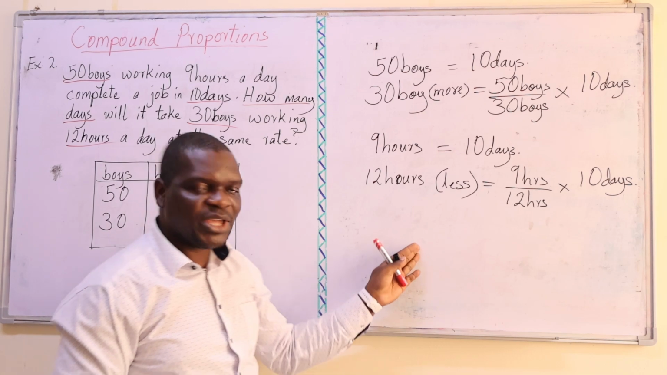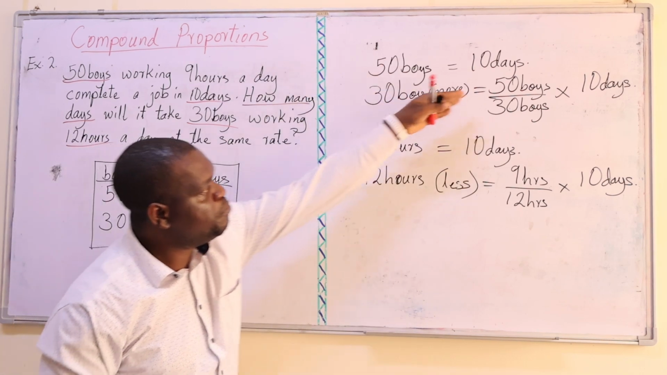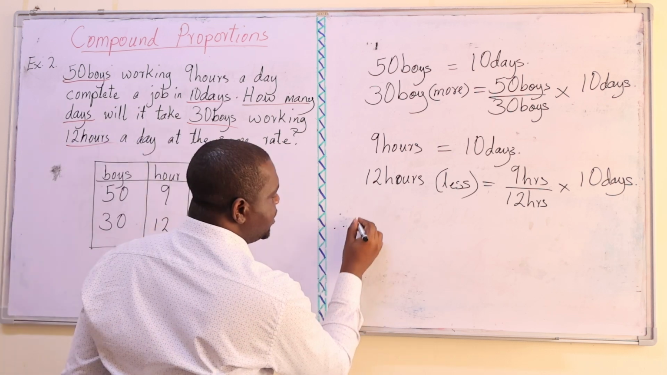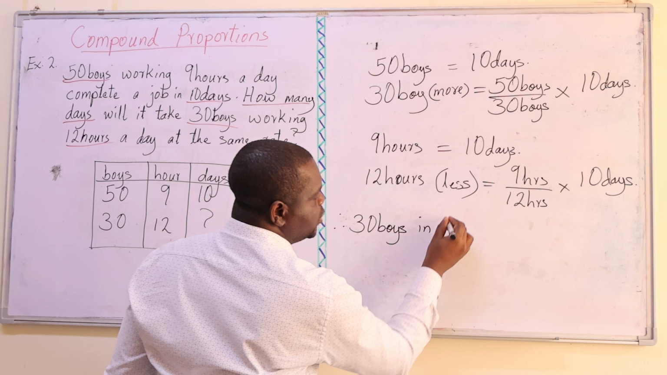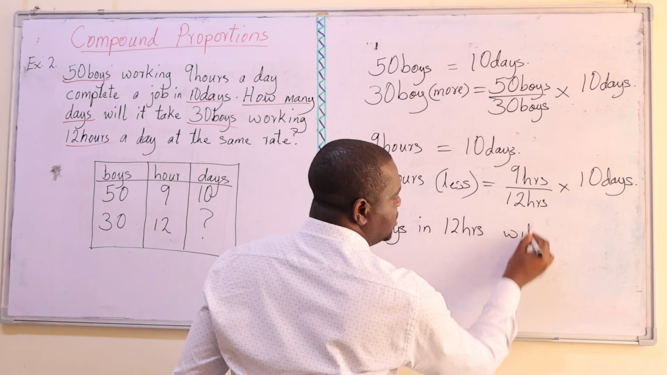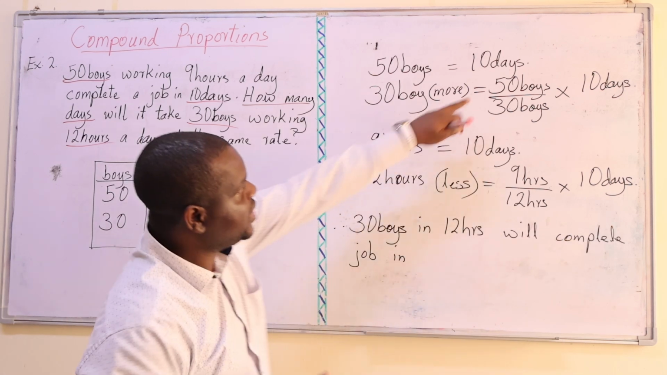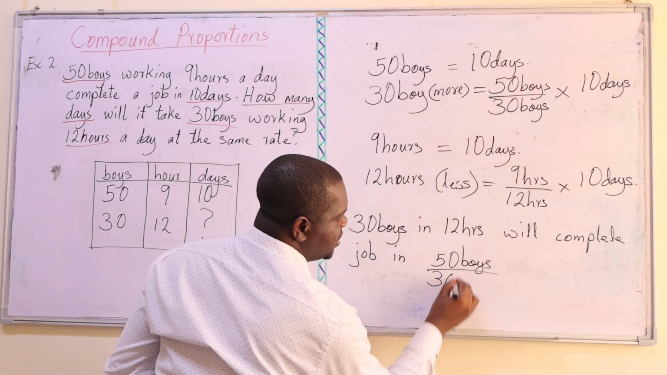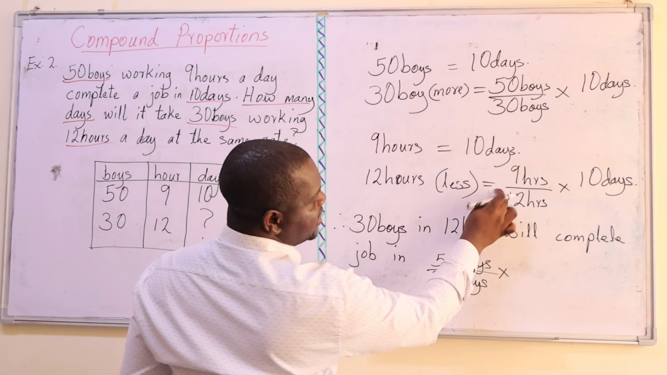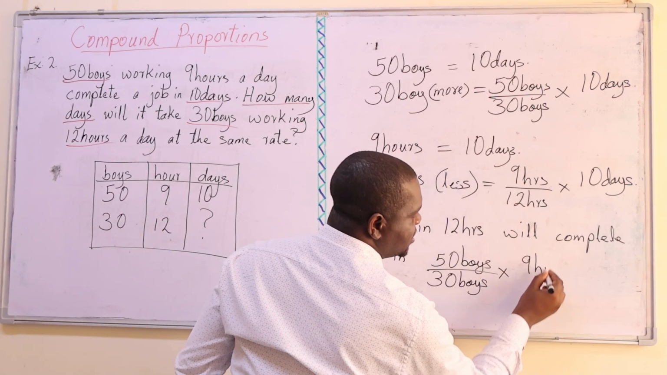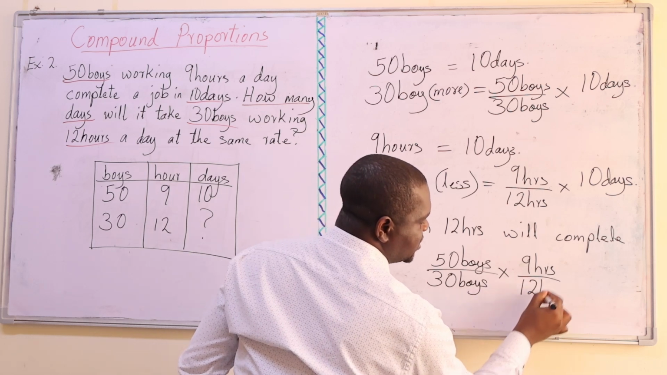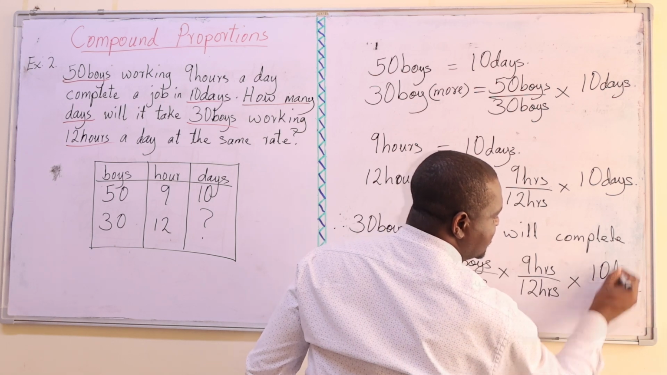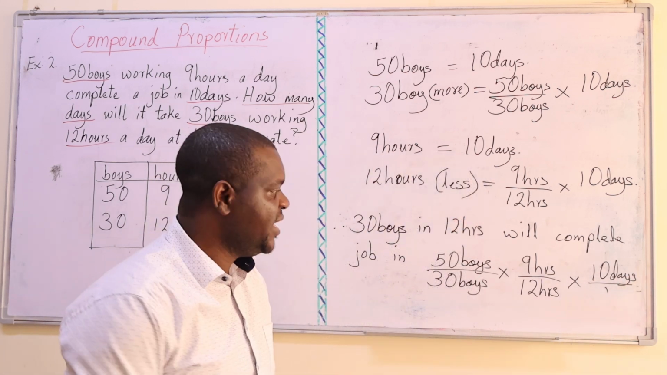With this, you can make your last statement, which will combine both. Then you simplify. So here will be, therefore, 30 boys in 12 hours will complete job in, you take the first equation here, which is 50 boys divided by 30 boys. You multiply that by this, which is 9 hours divided by 12 hours. And here you multiply by just one of this, that is by 10 days. You express that over 1 if you want it to be a fraction.